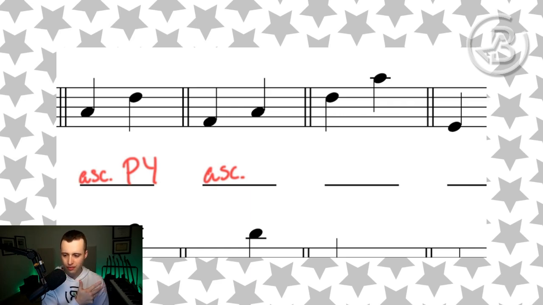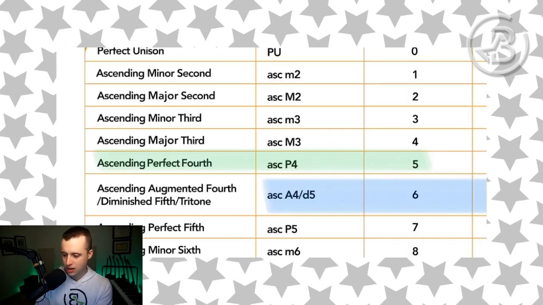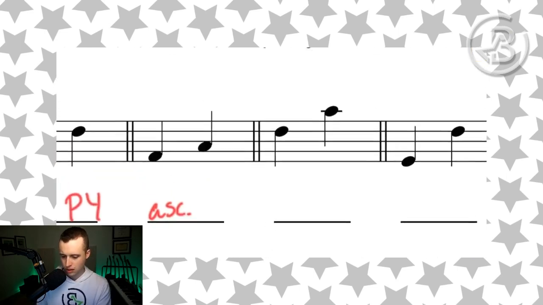So we know it's some kind of third, and we have 4 half steps. Now I happen to know already that 4 half steps, because I've memorized up to a major third, is indeed going to be a major third for the quality. But let's go ahead and look at page 106 so you can see the difference between the minor third and the major third. And sure enough, you can see that a major third is 4 half steps highlighted in yellow. And had it been 3 half steps, for example, F to A flat, that would have been the ascending minor third. Let's do one more, shall we?